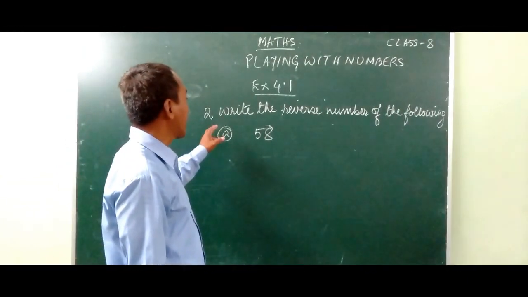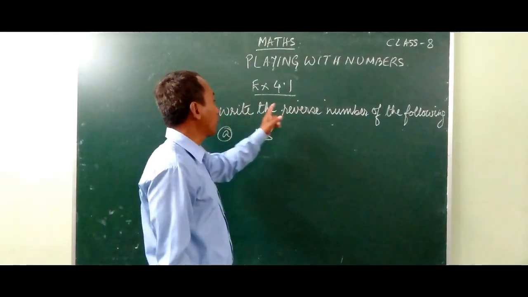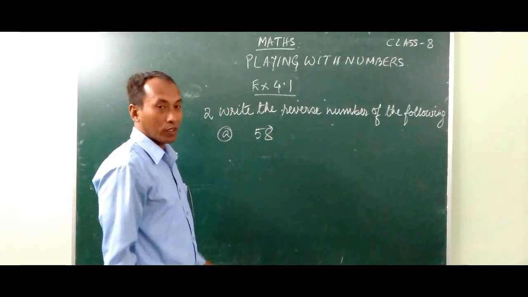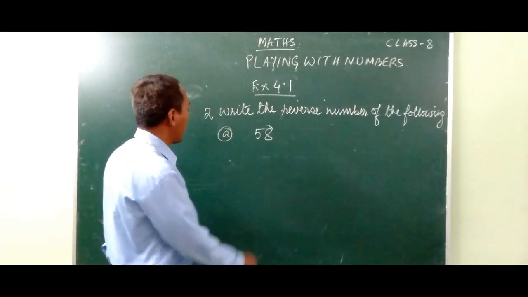In the second question, it is given: write the reverse number of the following. The question given is 58. How will you write the reverse number of 58?